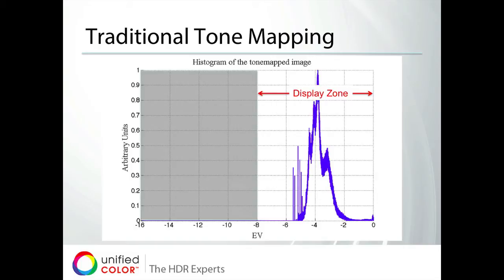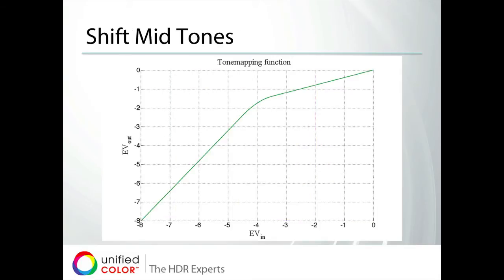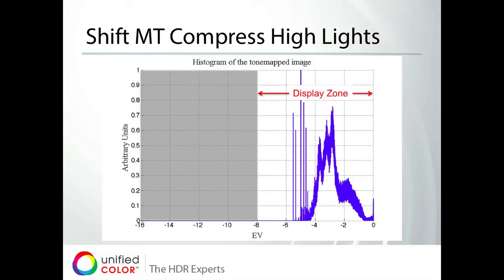Now this is the first pass of the tone mapping, and you'll notice that we sort of have a mid-tone value of about -4 EV. The next step we want to do is adjust the mid-tone brightness and shift that up using a curve like this. And what we'll do is we'll shift it up to about -3 EV, which will be our new mid-tone value.